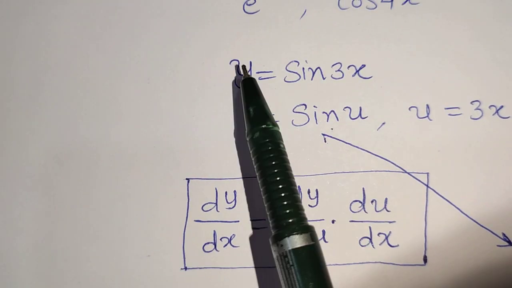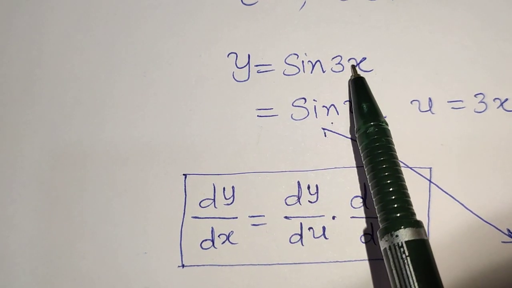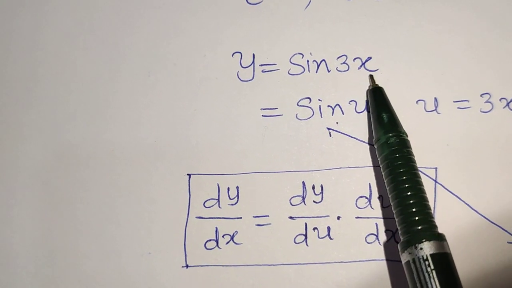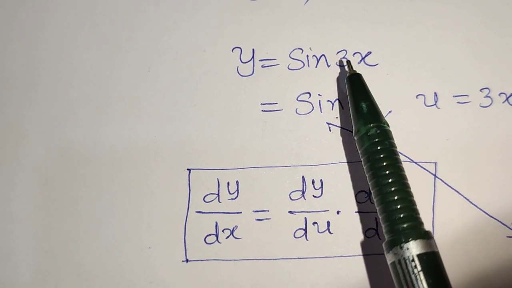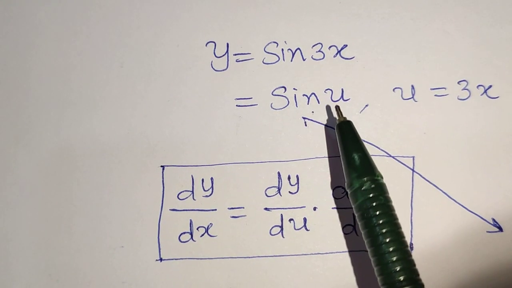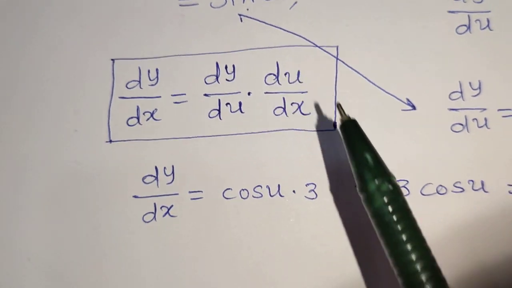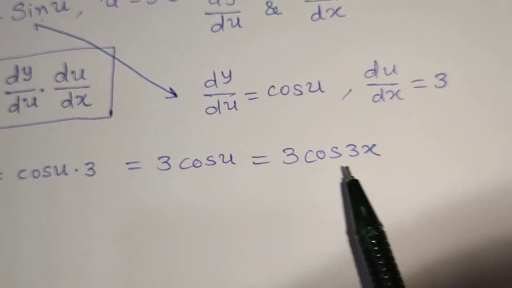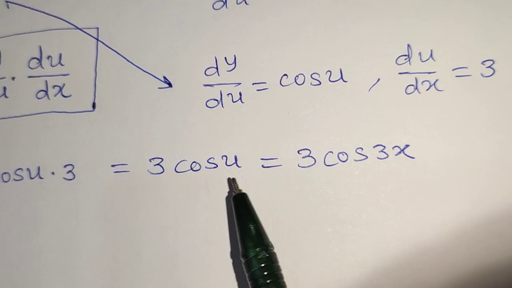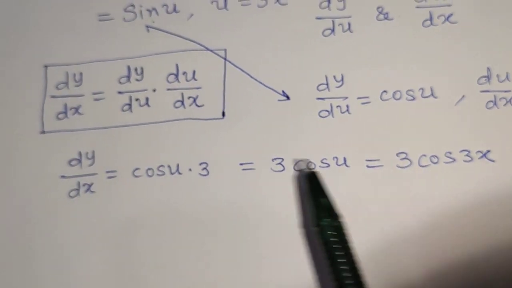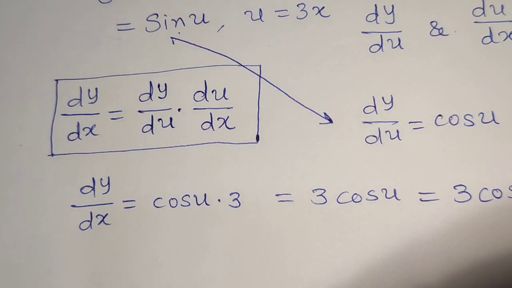See, finally we have y with respect to x only. The derivative with respect to x is only there. Only x and y, two variables are there. We are introducing u for our convenience, so we need to replace u also at the last. U was 3x, so the final answer will involve y and x only.